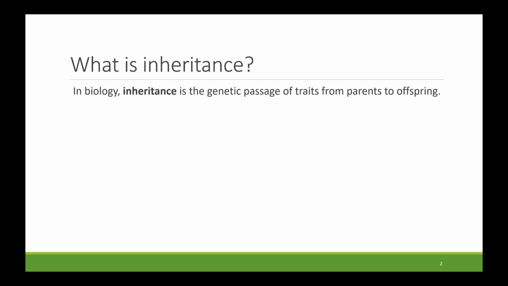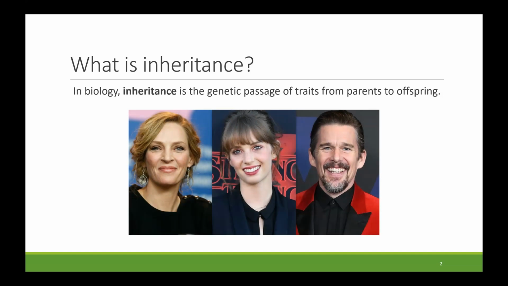And this is something that we can plainly see when we just look around us. We all know that children tend to look like their parents. Sometimes they look more like one parent than the other, but you can often pick out certain traits and say, oh, she has her mother's eyes, or she has her father's smile.